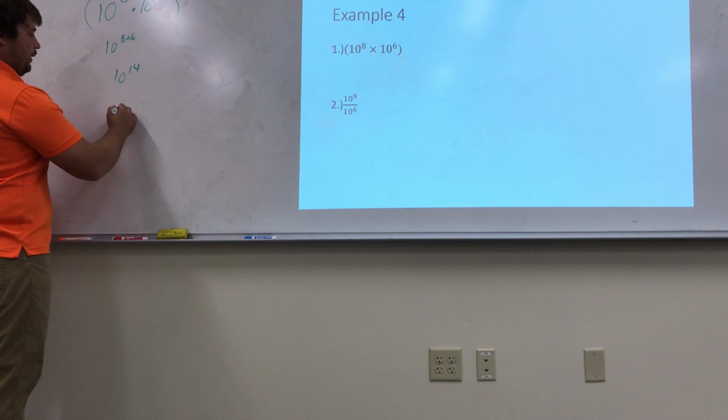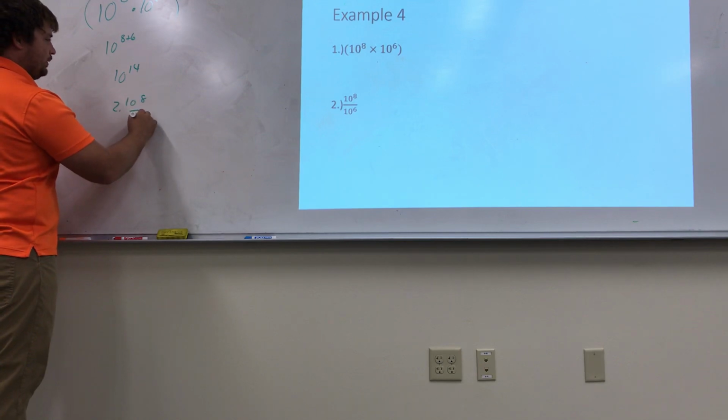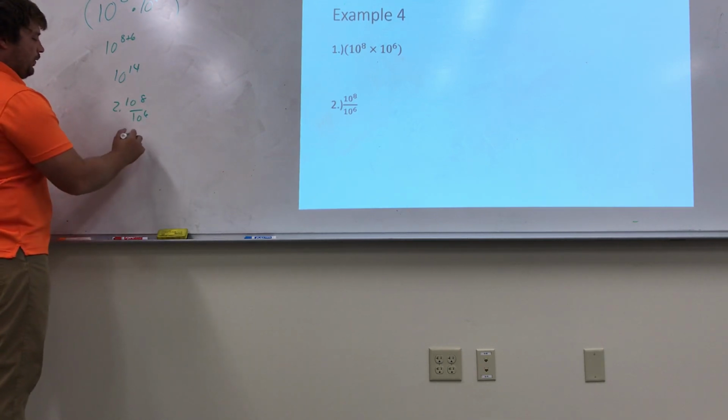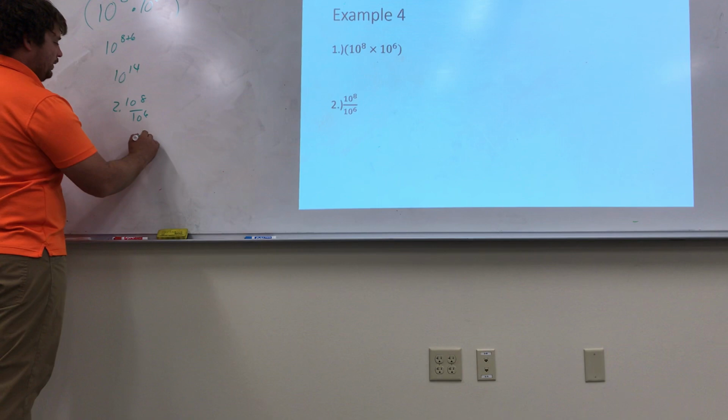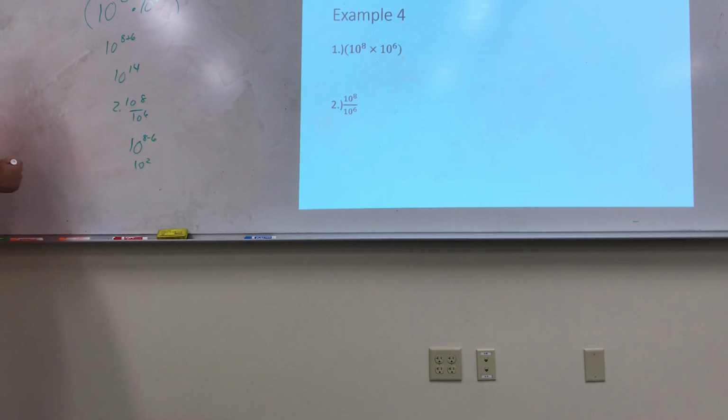Alright, we also have this one. We have 10 to the 8th over 10 to the 6th. Okay, we're dividing, so that means we have 10 to the 8th minus 6, which is 10 to the 2nd, which if you simplify that, would be 100. It is the same thing we were doing before, but now we have numbers in there.